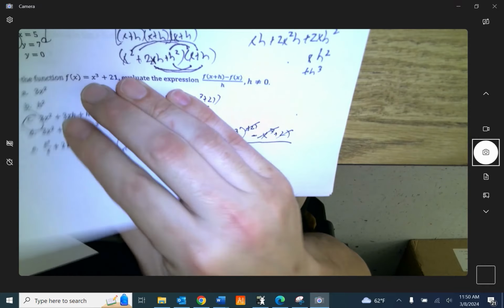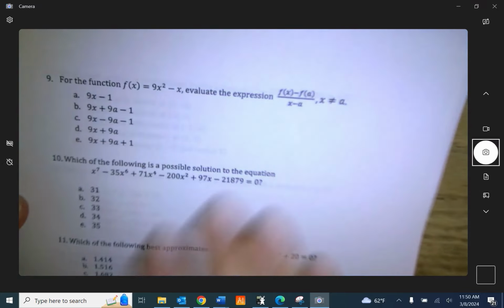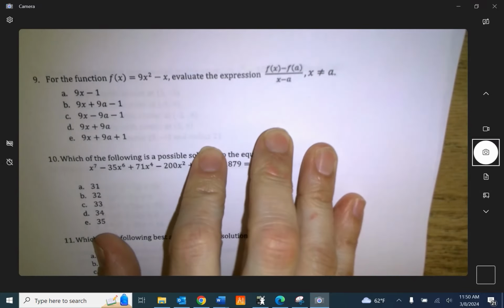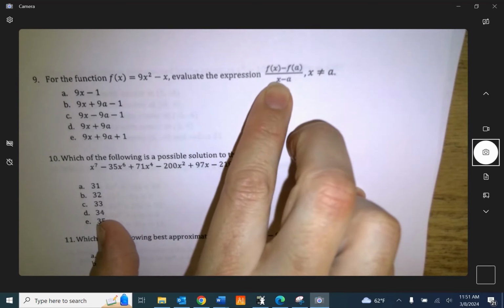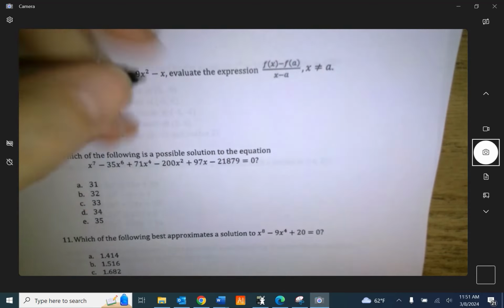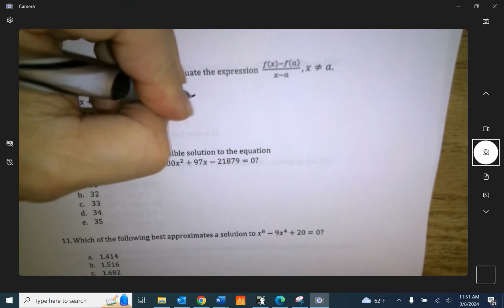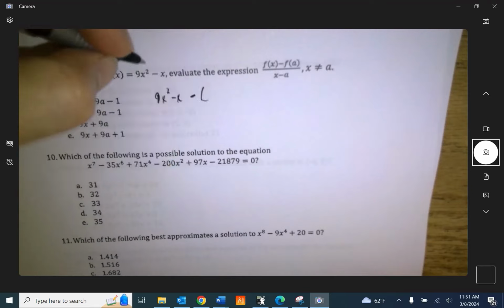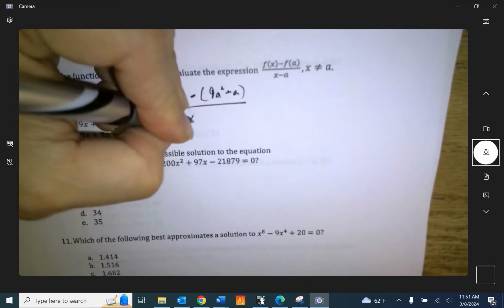There's number 8. Moving forward to number 9. I had y'all do some of these too back at the beginning of the semester. For this function, do f of x minus f of a over x minus a. So f of x is 9x squared minus x. We're going to take away f of a, which is going to be 9a squared minus a. And we're sitting pretty over x minus a.